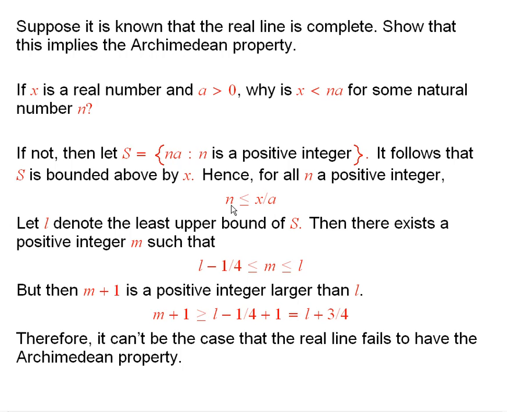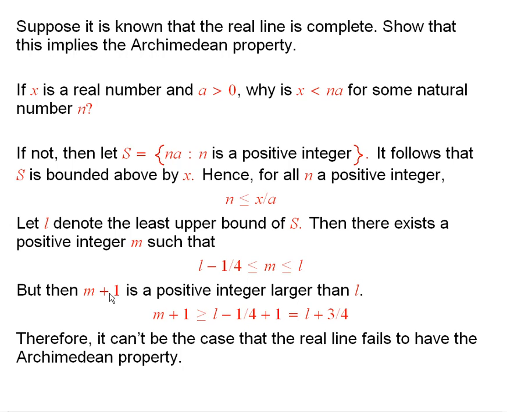Now, if I assume that the real line is complete, then there exists a least upper bound L to this set S. And therefore, there exists a positive integer m such that L minus 1/4 is less than or equal to m, which is less than or equal to L. Now you see, if that were not the case, then L wouldn't really be the least upper bound, would it? You could use this for an upper bound, and it would be smaller than this one.